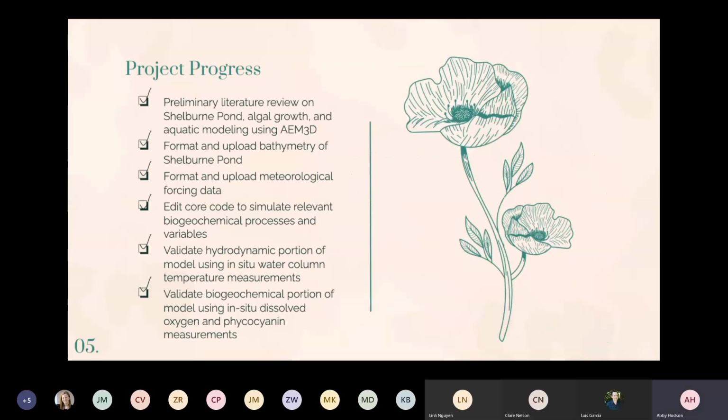Here is a little timeline of how exactly I implemented and validated it. I started with a thorough research review on modeling and algal growth to really understand what was happening.